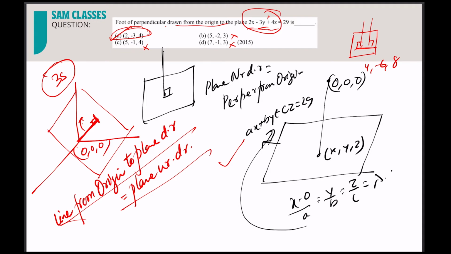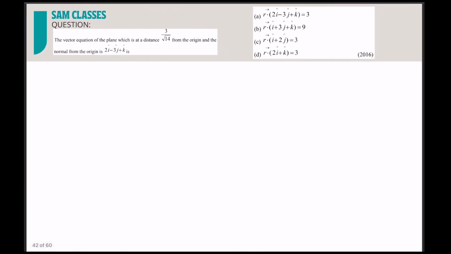Okay, that's it. Now the next question is the vector equation of a plane which is at a distance of... Directly nothing is there. What is the formula? I just need to write r vector dot n cap is equal to d, that's it. And here instead of n cap they've given n vector.